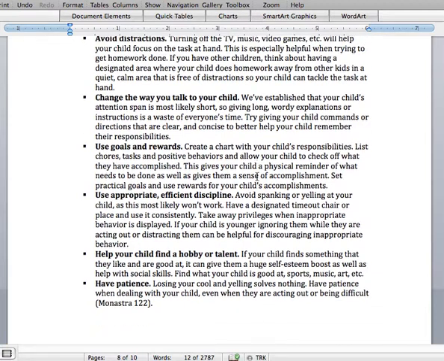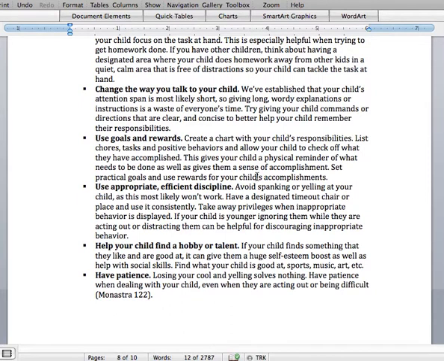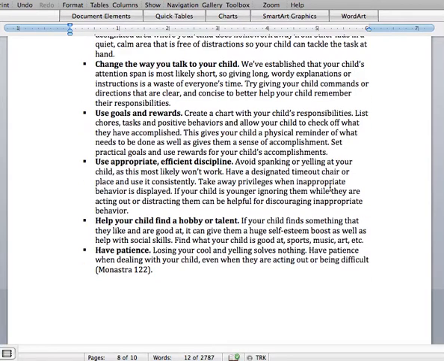Change the way you talk to your child. The attention span of these children is obviously short, so giving long-worded explanations or instructions is a waste of everyone's time. Try giving your child commands and directions that are clear and concise to help them better remember their responsibilities. Use goals and rewards. Create a chart with your child's responsibilities, tasks, and positive behaviors that gives your child positive reinforcement about what needs to get done and what they've accomplished.